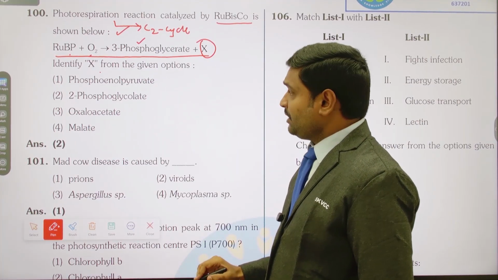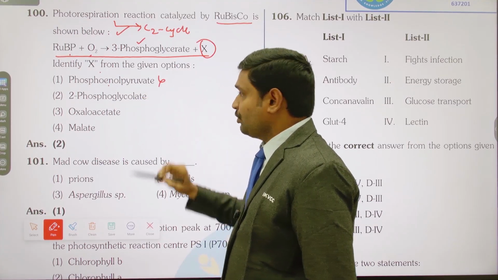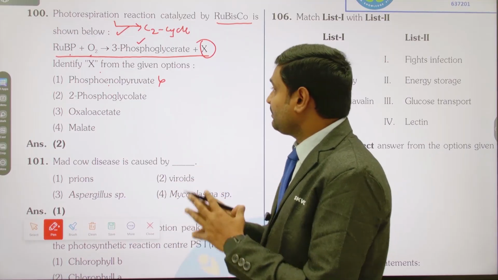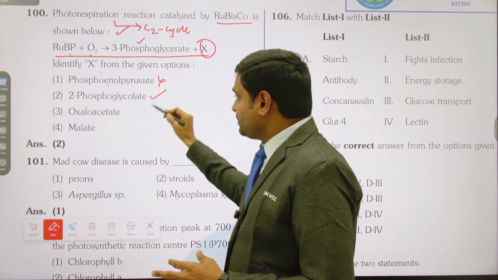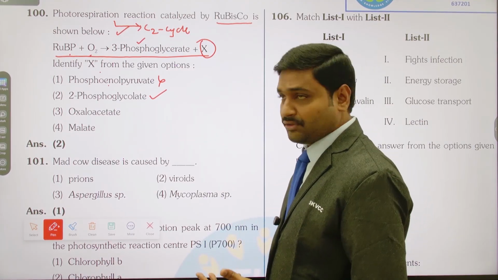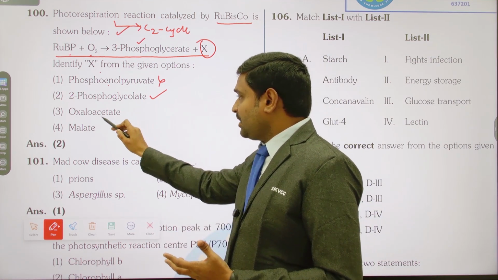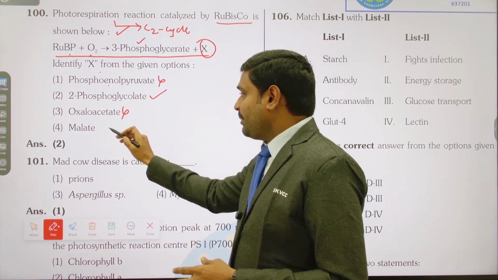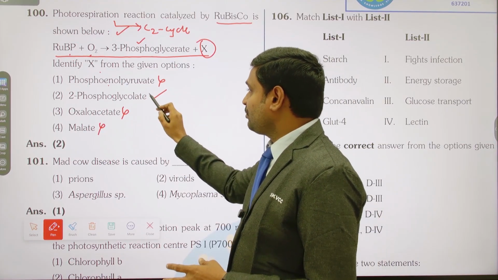Here the first option is phosphoenol pyruvate. No, phosphoenol pyruvate is not a product of the C2 cycle. And absolutely the option is 2-phosphoglycolate. So 2-phosphoglycolate is the correct option. Oxaloacetic acid is not the product, and malate is also not the end product. So directly we can go for option 2.